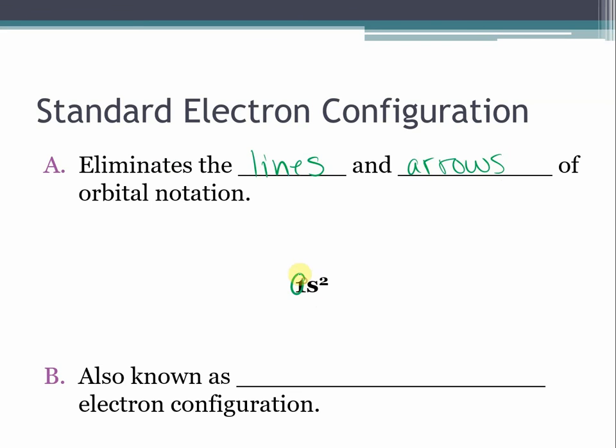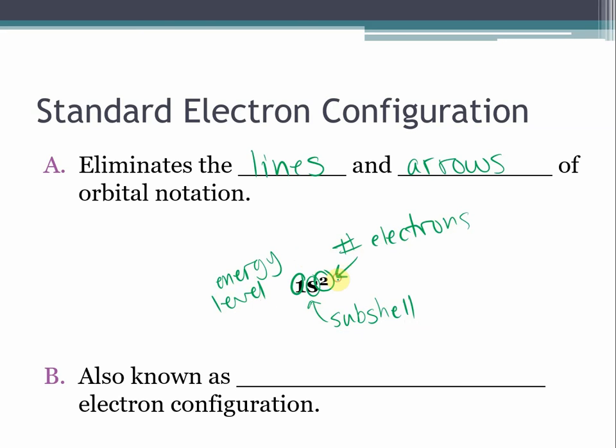It'll be your number, still, that tells you the energy level, and it'll be the letter that tells you specifically which subshell we are looking at. But then instead of drawing a line and filling it with arrows, you're just going to write a number. And it says, within my 1s subshell, I have 2 electrons. That number is your number of electrons. You can just write them all with one number instead of drawing them individually. And this is also known as complete electron configuration. It's called this because we're still talking about every electron.